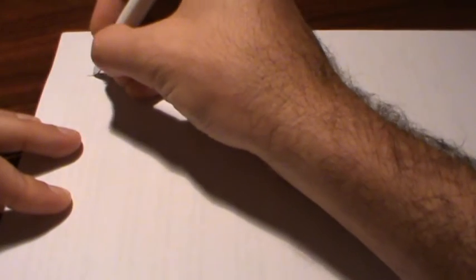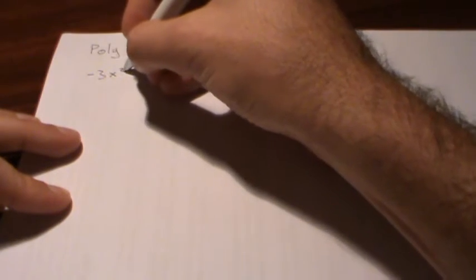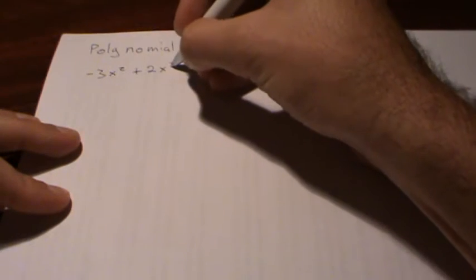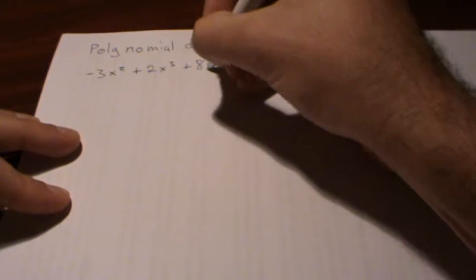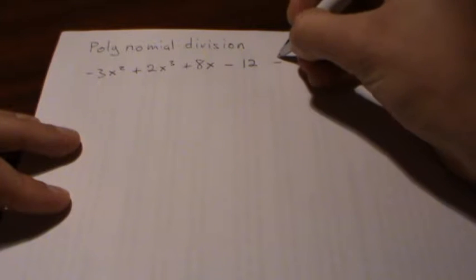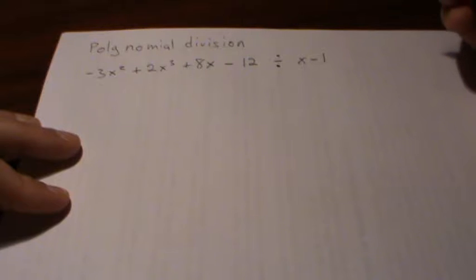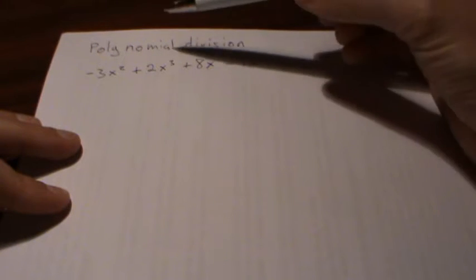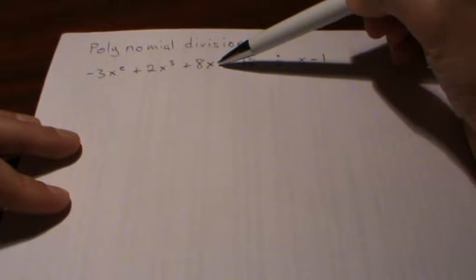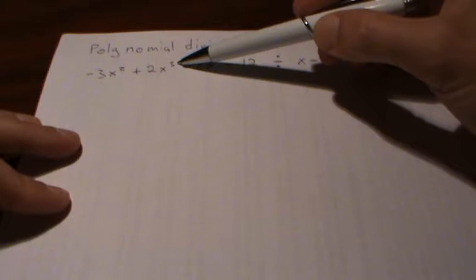So I'll begin with the following. Let's say I have negative 3x squared plus 2x to the third plus 8x minus 12, and I would like to divide it by x minus 1. Okay? First of all, as we notice here, this is a squared and this is a third power. This is to the 1, and here is the constant term. So we know it's a third degree polynomial.